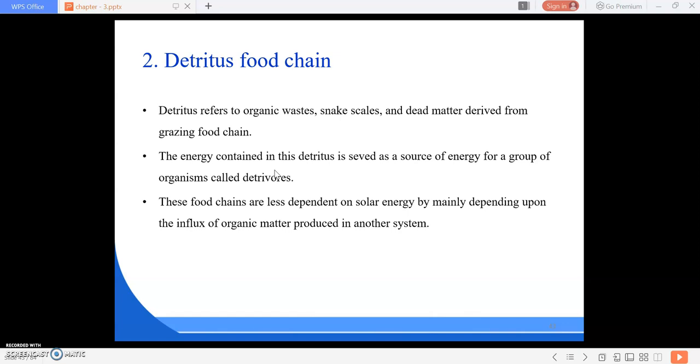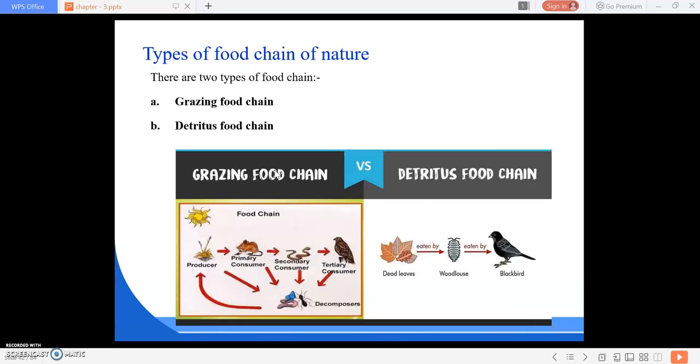Heald in 1969 and Odum in 1971 studied the detritus food chain of mangrove swamps of southern Florida. Conclusively, we can understand the detritus food chain as detritus, then detritivores, then detritivore consumers, and then small carnivores, then large carnivores. For example, dead leaves are eaten by other organisms, which are again eaten by blackbirds.